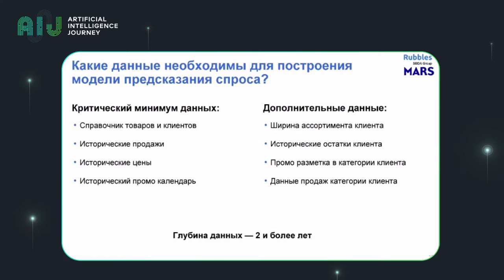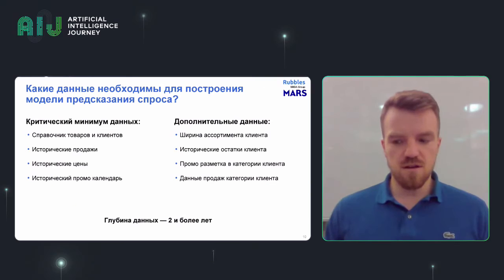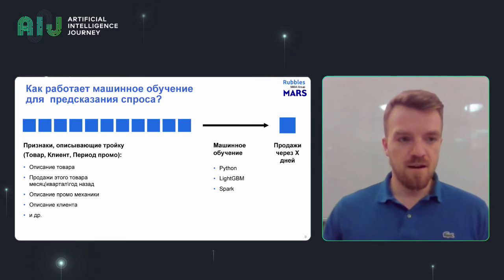Let's start with the forecasting model. Everybody knows that ML is about data. So obviously, in order to get going, we need to have at least a bare minimum of such data. So the critical minimum of data will include, for example, historical sales, historical prices, historical promo calendar, a reference list on clients and products or SKUs. Usually, we prefer to work with the data that is at least 2 years long.